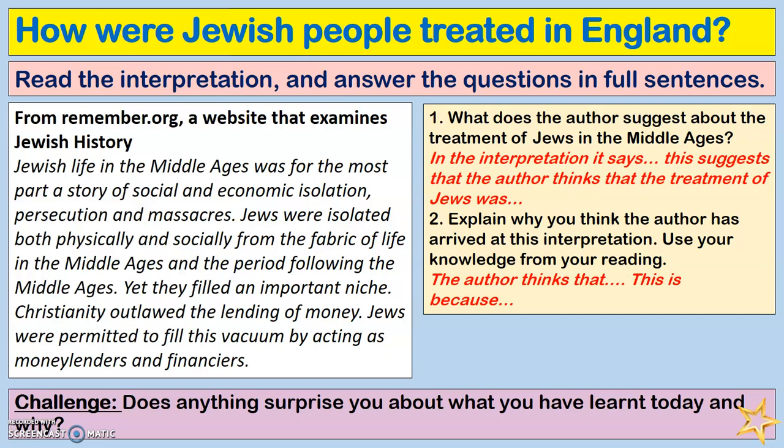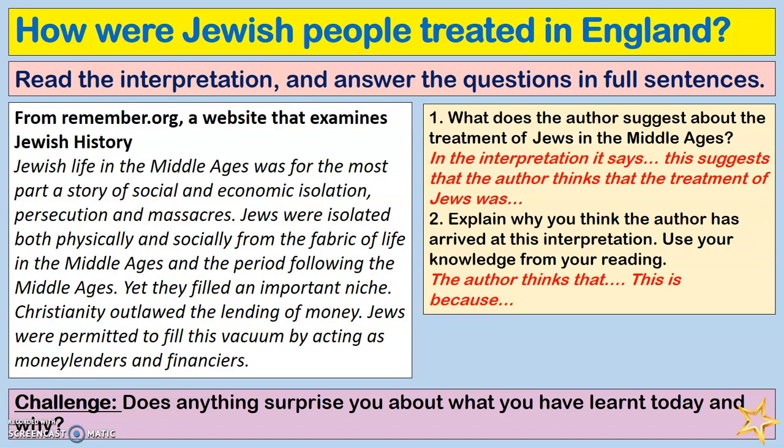So the question I want you to answer first of all is, what does the author suggest about the treatment of Jews in the Middle Ages? So what is this author saying about how Jews were treated? And you can use these sentence starters to help you, because you should be answering questions in full sentences. Once you've done that one, I want you to answer the question, explain why you think the author has arrived at this interpretation. So why do you think this person is saying this thing?